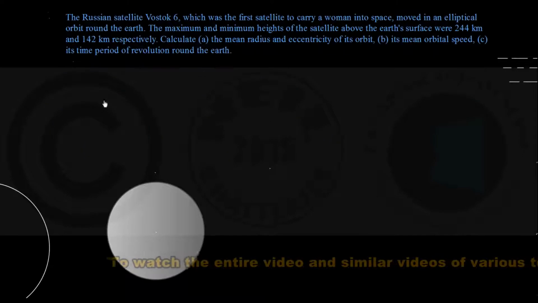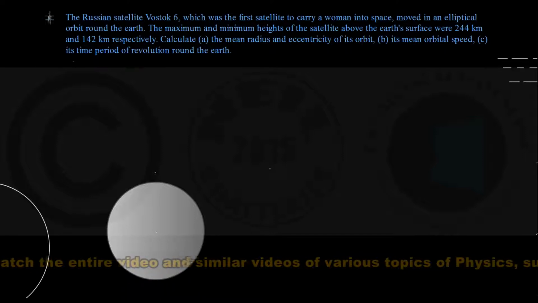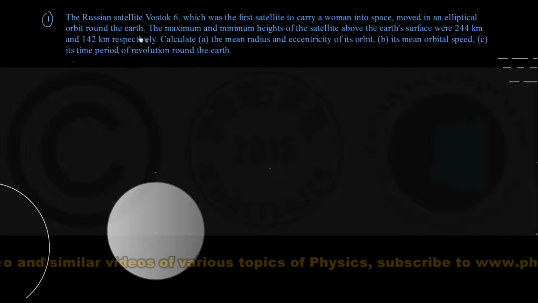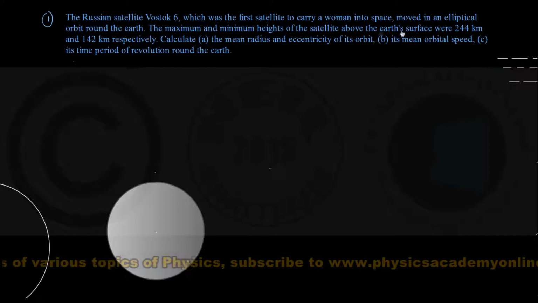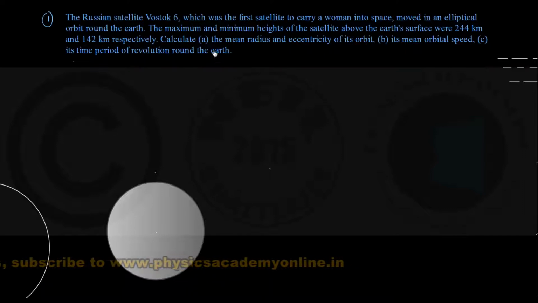It says that the Russian satellite Vostok 6, which was the first satellite to carry a woman into space, moved in an elliptical orbit round the Earth. The maximum and minimum heights of the satellite above the Earth's surface were 244 kilometers and 142 kilometers respectively. Calculate the mean radius and eccentricity of the orbit, its mean orbital speed, and its time period of revolution round the Earth.